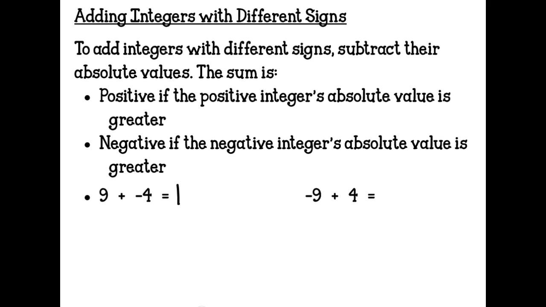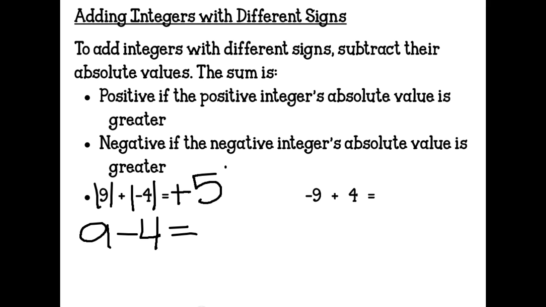So I'm going to go ahead and draw just a plus sign so I remember this is going to be a positive. And I take the absolute value of these numbers, which is 9 and 4, and I am going to subtract their absolute values. So I take 9 minus 4, which is 5. And I already said that my answer was going to be a positive, so I have a positive 5 as my answer.